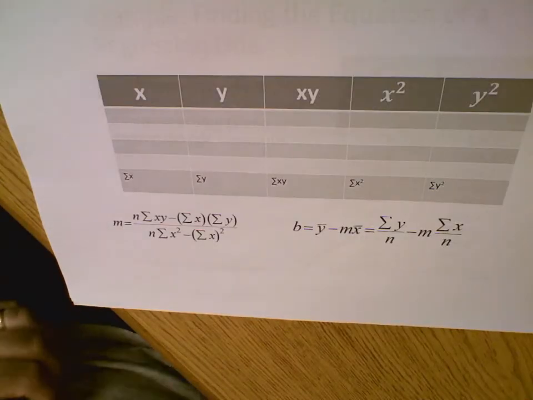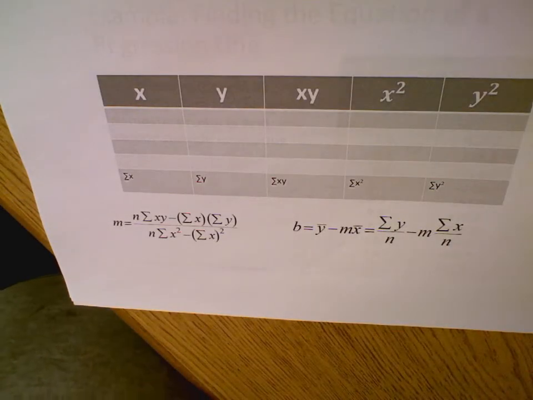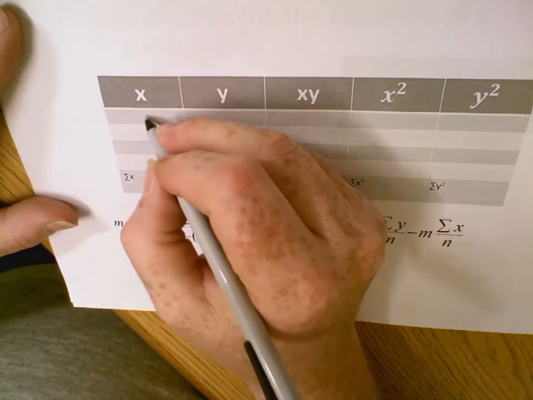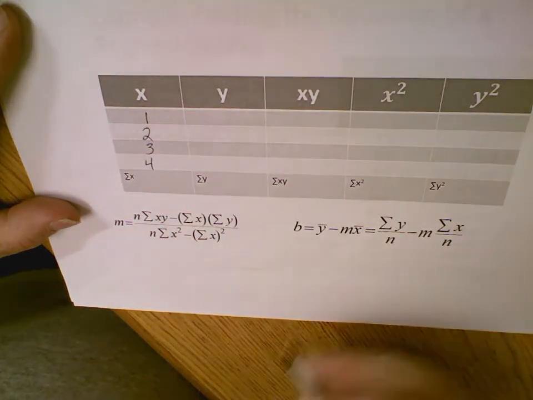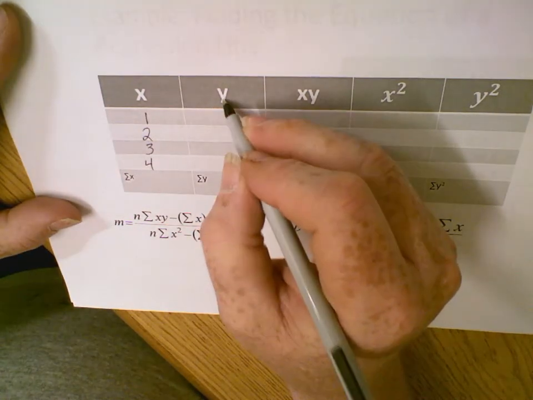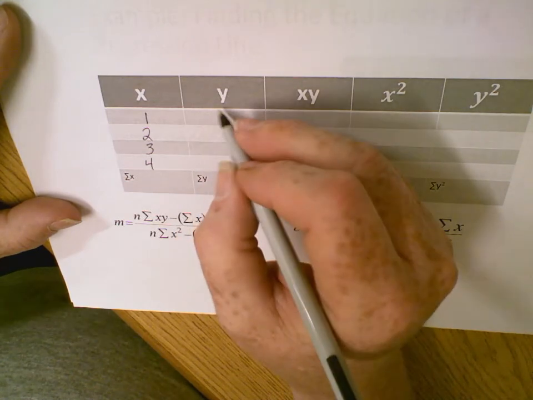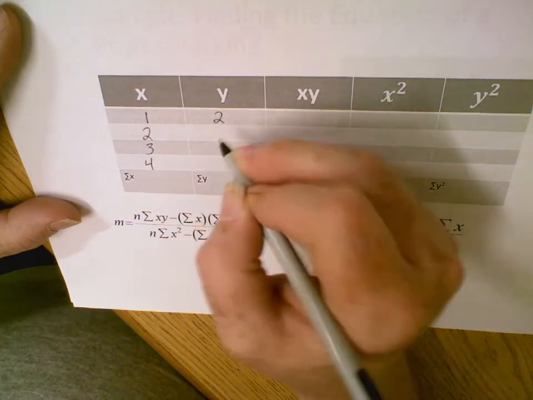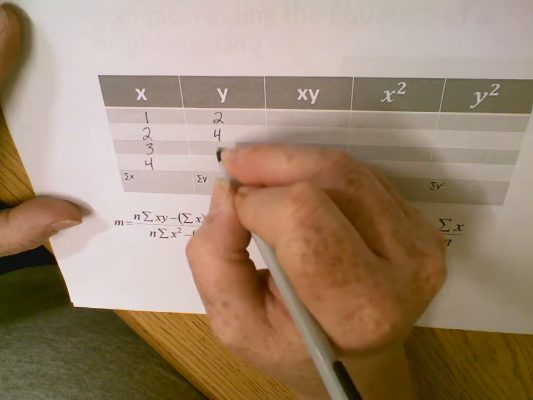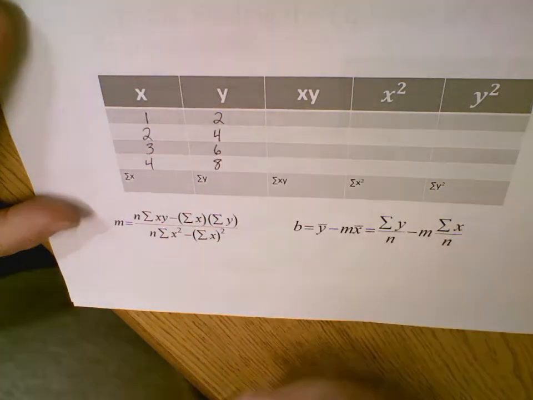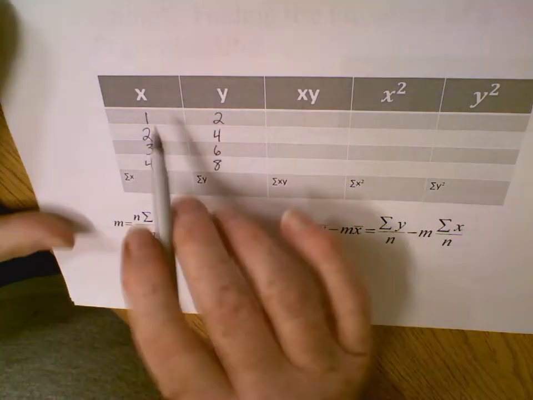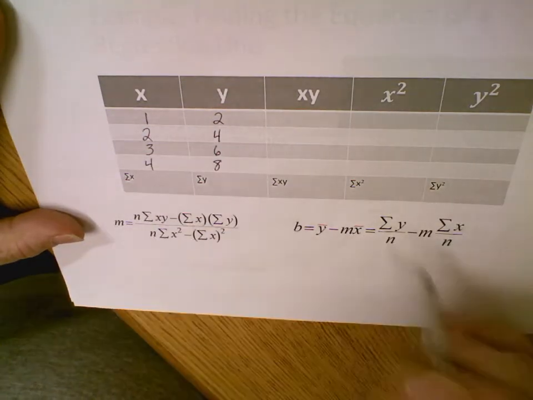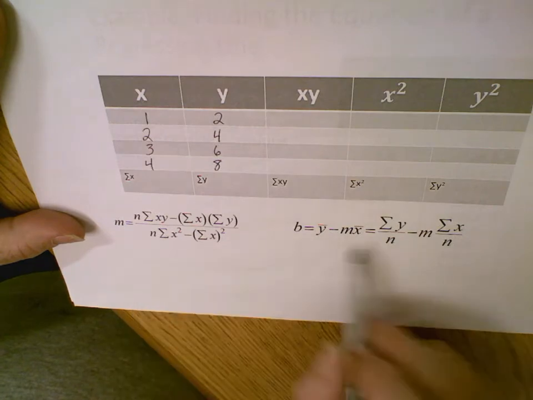This is the chart I was talking about to help you do the formulas. I'm just going to show you a quick example here. If I just put in some numbers, 1, 2, 3, 4 for X, and then we could do the Y's. Let's say Y might be something like 2, 4, 6, and 8. I'm just making up numbers to show you this. We could work out and do this chart, and that's going to help us do these two formulas.